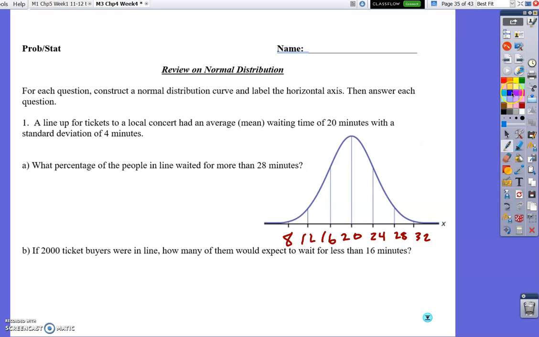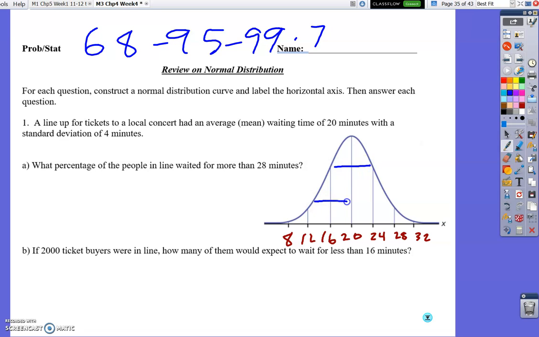So the next thing that we have to remember to do is put the percentages on. So that means we're going to be using the 68, 95, 99.7 rule. And so 68% is this portion, 95 is this portion, and then the final portion is all the way there. So more than 28 minutes is this part. These two are both 34 minutes.